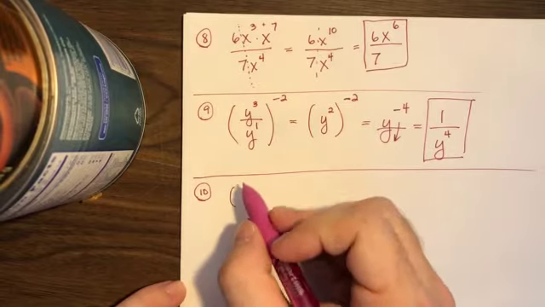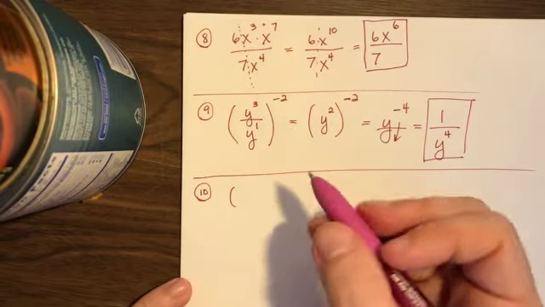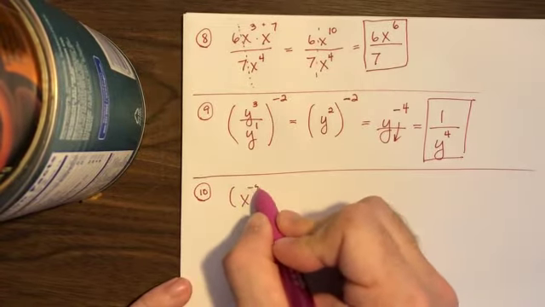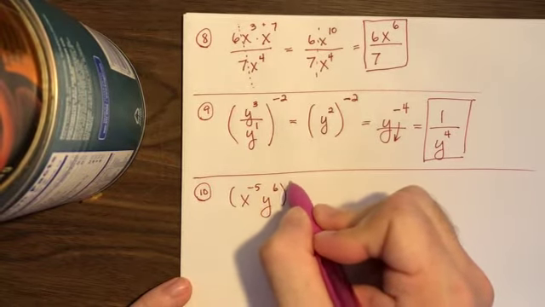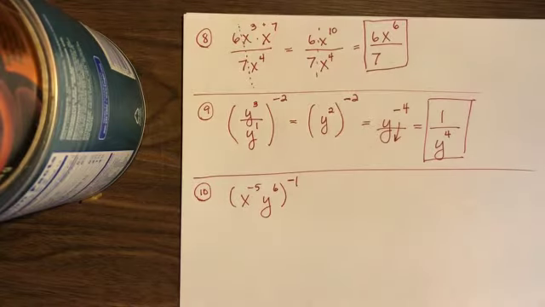I'm doing my best. Okay, number 10. X to the negative 5 and y to the 6th, and that's being raised to the negative 1 power. Again, you have a choice.